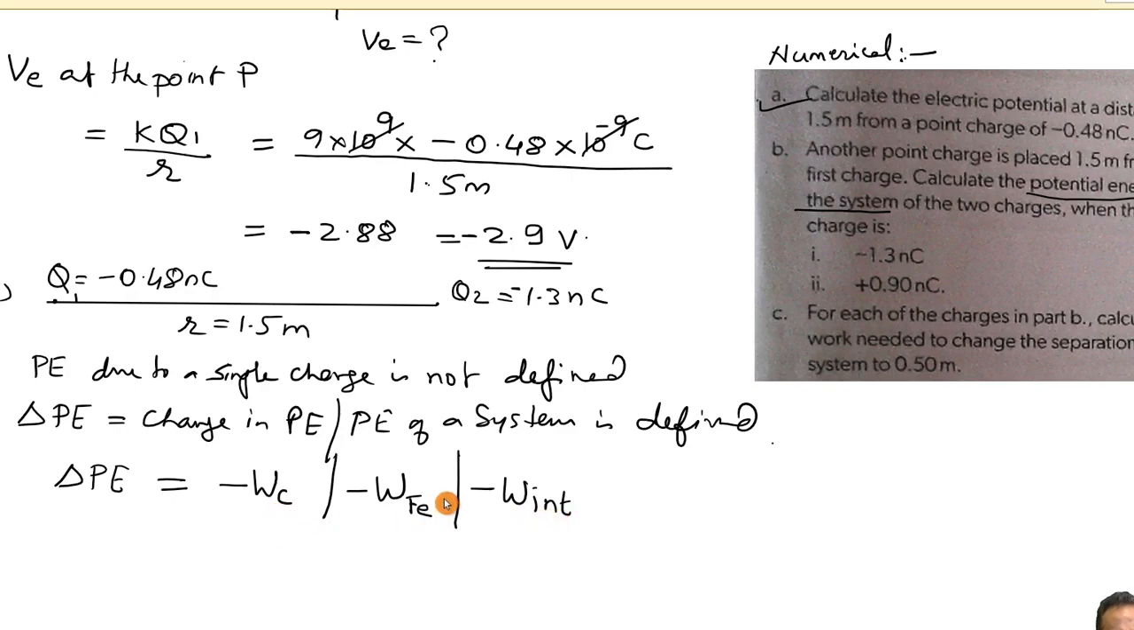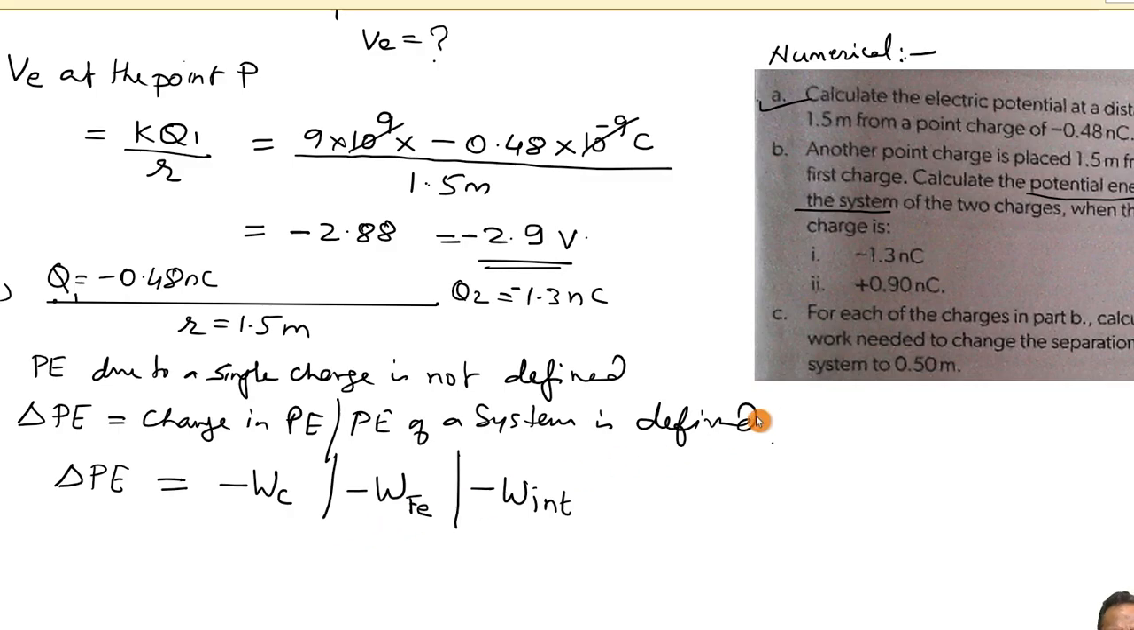Conservative force, this is a kind of conservative. There are three types of conservative forces. There's electrostatic force, which is conservative. There's gravitational force, which is conservative, and there's spring force, which is also conservative. All conservative forces are also known as internal forces. So work done by internal is the same as work done by Fe, the same as work done by conservative force. I hope you understand this concept.